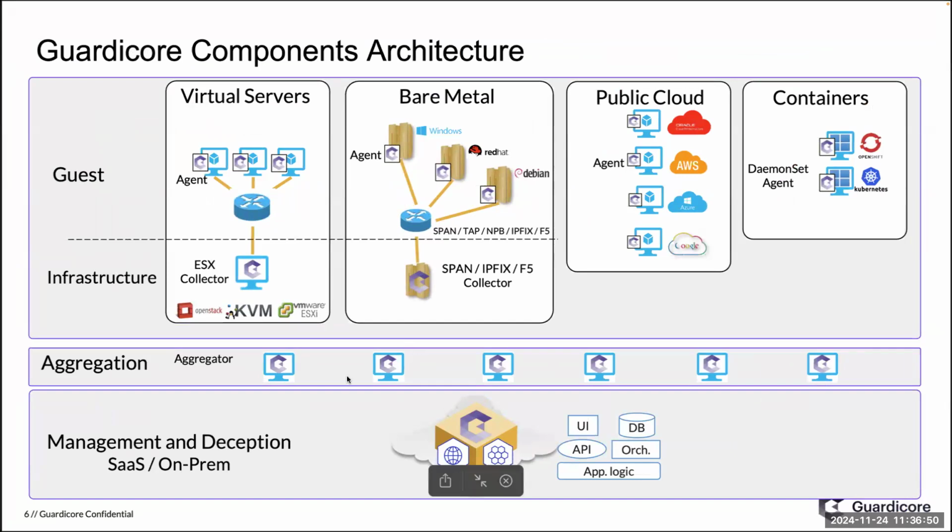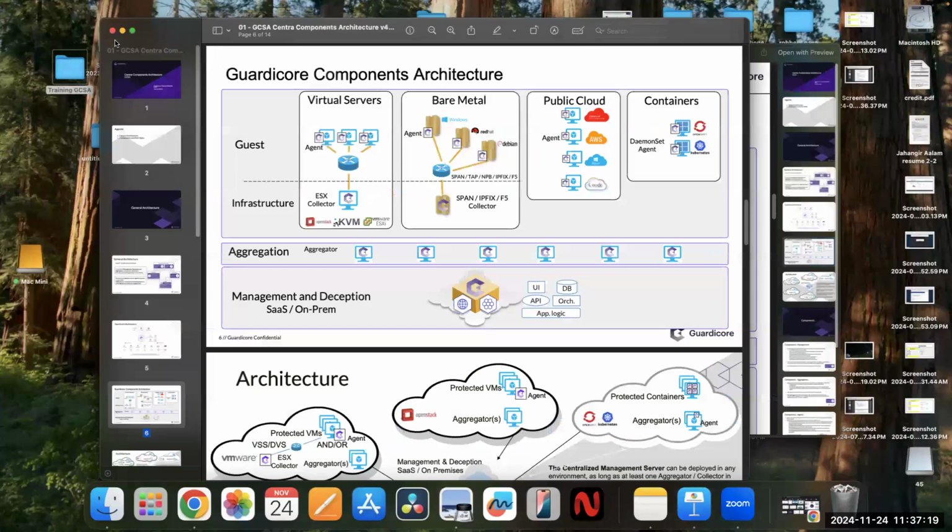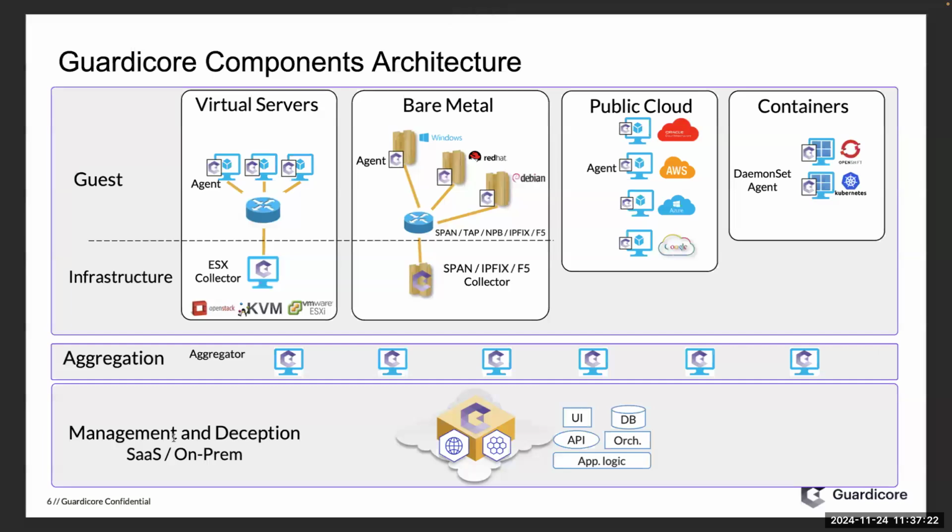So basically, this is our main architecture of Guardicore. We have management in the cloud, and I can also deploy it on premises. It depends on the customer's choice: whether they want the on-premises deployment hosted in their data center, or the SaaS-based implementation. So we have management and deception in the cloud, and based on this I will have a UI FQDN for the management, in order to access the UI and do the policy configuration.